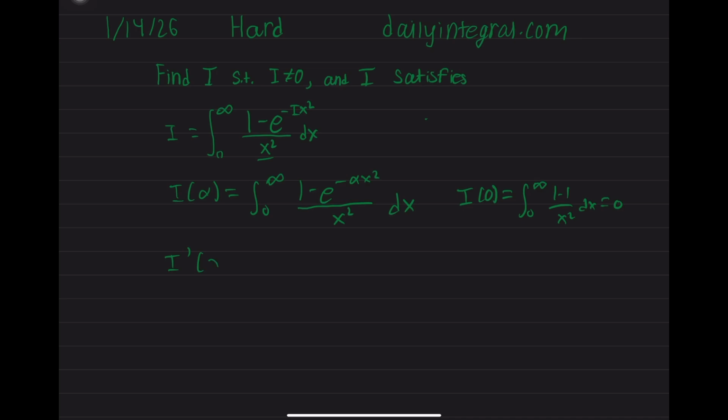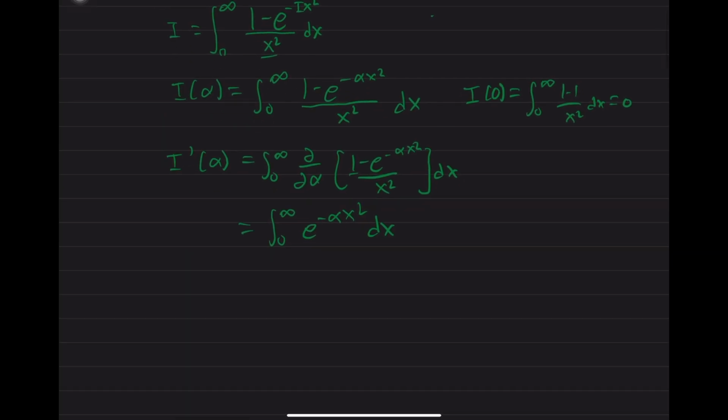So let's differentiate, and we'll have the integral from 0 to infinity, the partial derivative with respect to alpha of 1 minus e to the negative alpha x squared over x squared dx. This partial derivative, well, 1 is a constant, so we don't need to worry about that, and then we'll get negative x squared. The x squareds will cancel out, and we'll have e to the negative alpha x squared dx. Now we need to know the value of this integral. This integral is really just a Gaussian integral with alpha x squared instead of having only x squared.